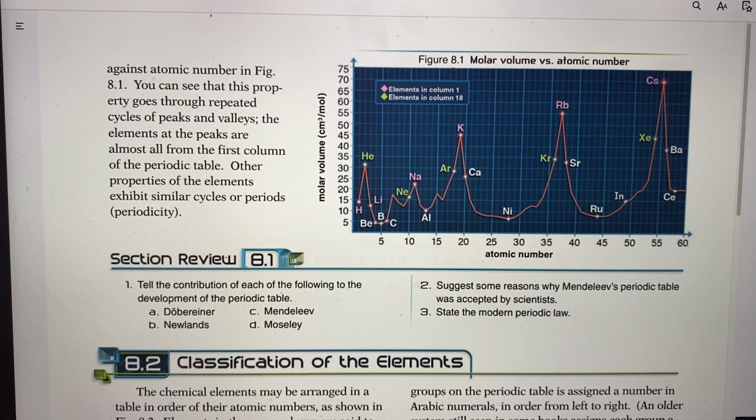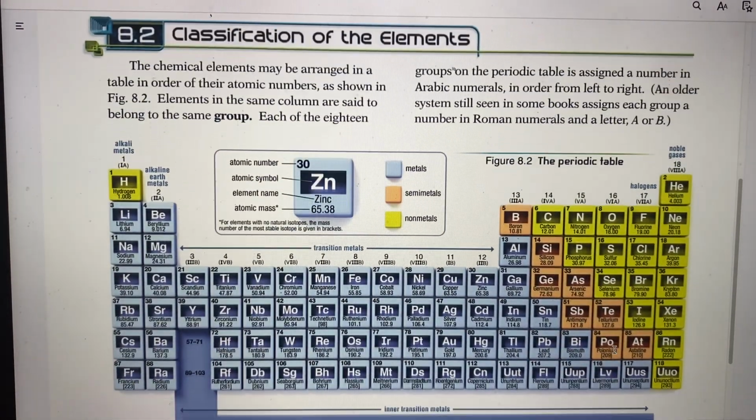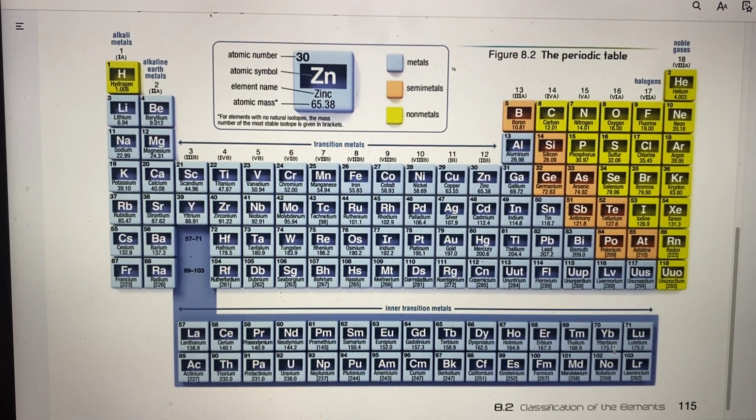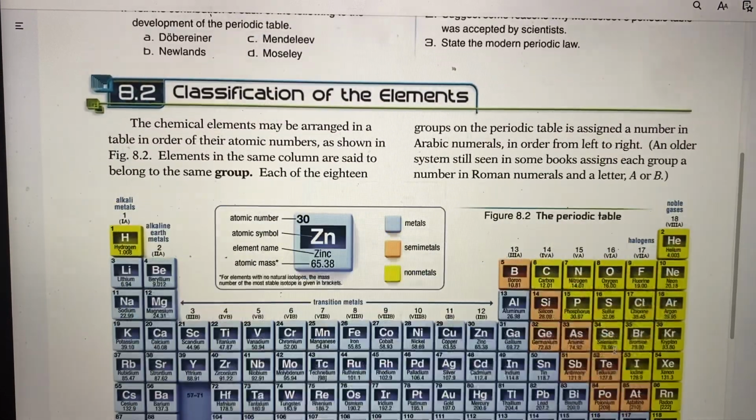So let's go on to section 8.2. I'm going to show you this whole classification. This is our periodic table. So now we have classifications, and you're going to see certain classifications: metals, semi-metals, and non-metals. And this is what we're going to talk about. How do we classify these? Because you can classify an element not only as a metal, a semi-metal, or a non-metal, but also, if they're in a certain group, they'll have certain characteristics. So let's talk about the classification system here.